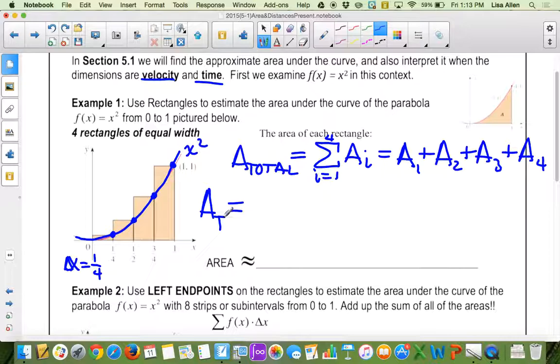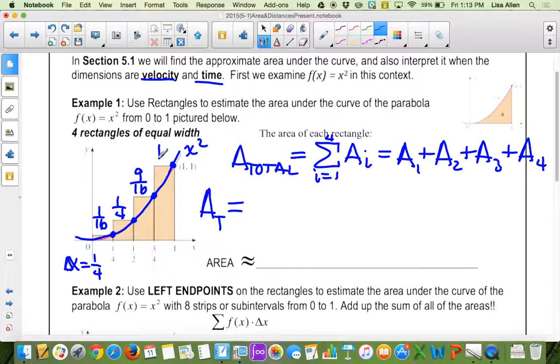Then I'm going to put the height of the rectangle right above the rectangle. It would be 1/16, because our function is x squared, so it would be 1/4 squared. The second rectangle would be 1/2 squared, or 1/4. The third rectangle's height would be 3/4 squared, which would be 9/16. The fourth rectangle would be 1 squared, which would be a height of 1. So on top of the rectangles, I'm just noting their function values for the point on the right-hand side.